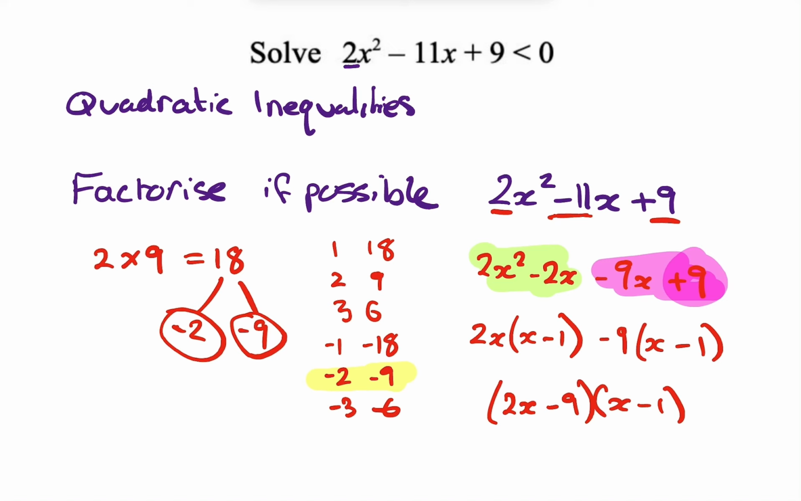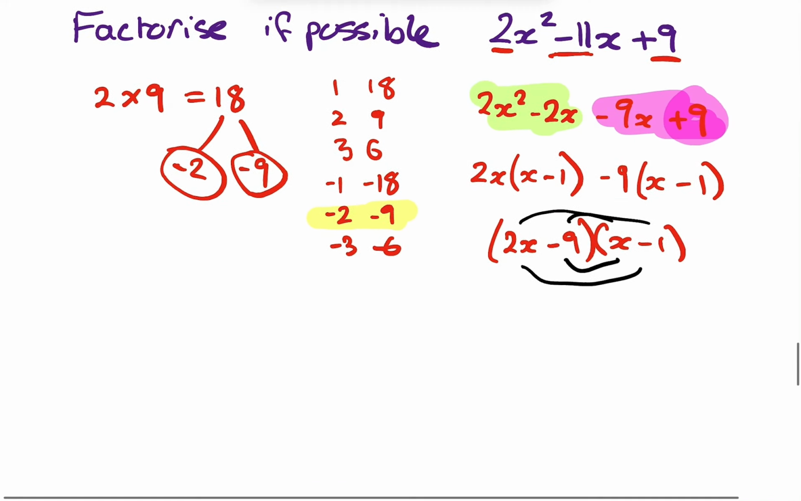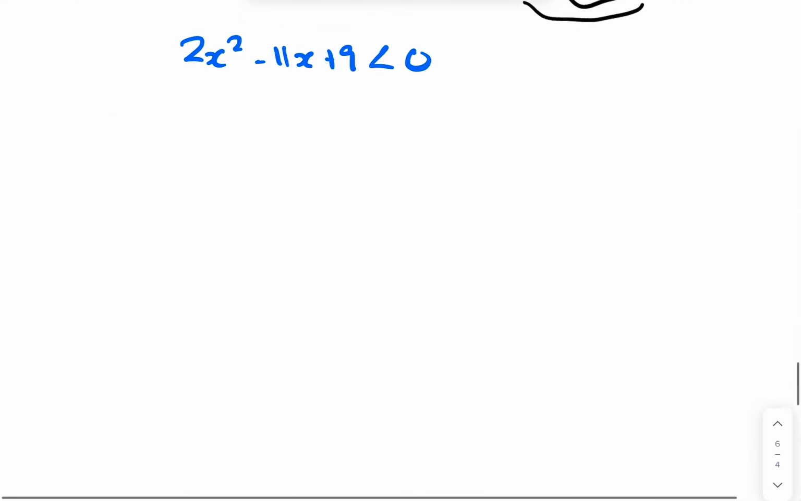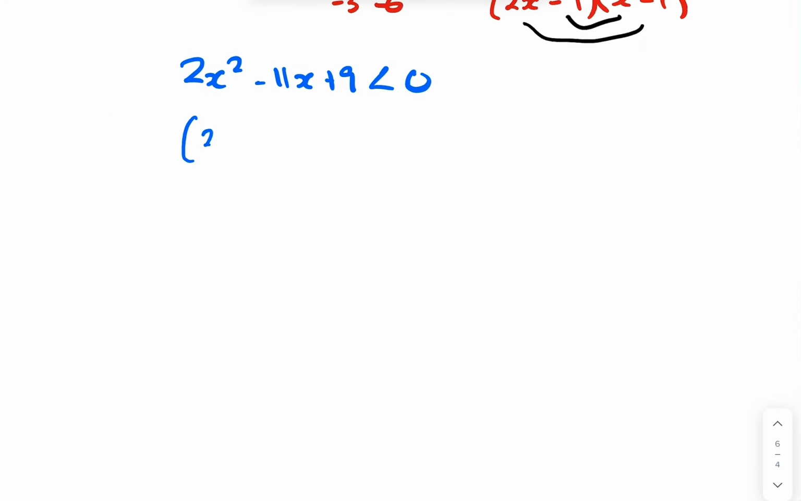Okay, and we can double check by expanding. That would give me 2x squared, positive 9, negative 9x, negative 2x. Good. So what this tells me now, if we go back to our inequality, let's check it was less than, is that 2x minus 9 multiplied by x minus 1 has to be less than 0. Okay, step number 2, we're going to do a sketch.